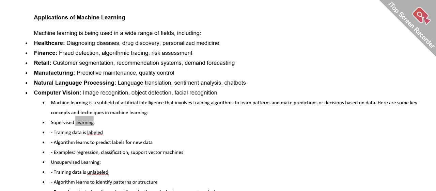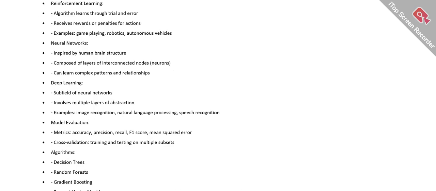Supervised learning. Training data is labeled. Algorithm learns to predict labels for new data. Examples: regression, classification, support vector machines. Unsupervised learning. Training data is unlabeled. Algorithm learns to identify patterns or structure. Examples: clustering, dimensionality reduction, principal component analysis.